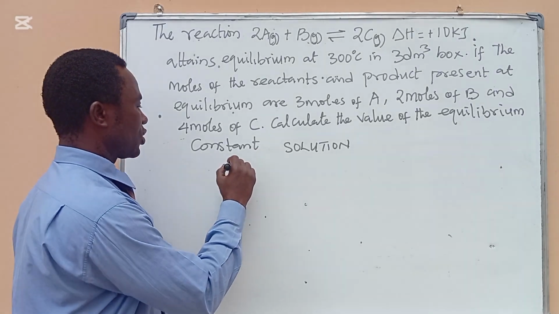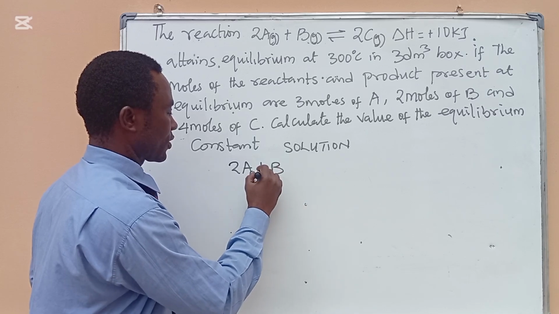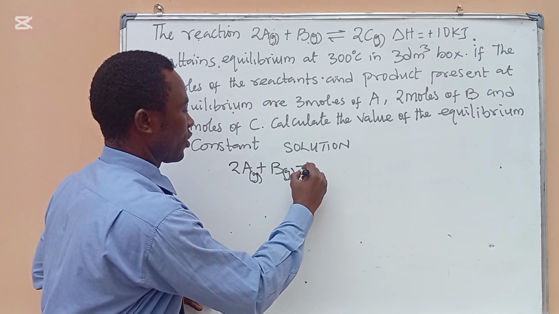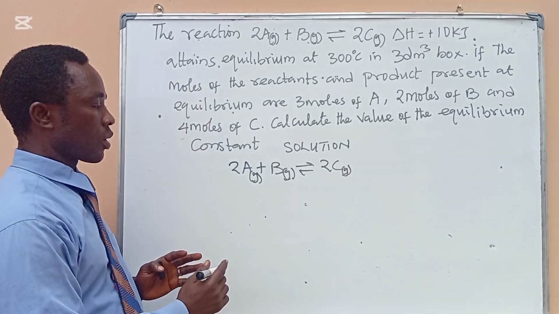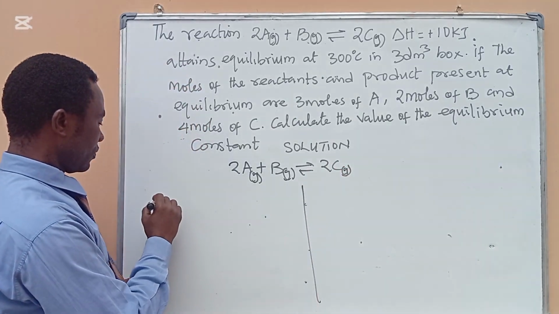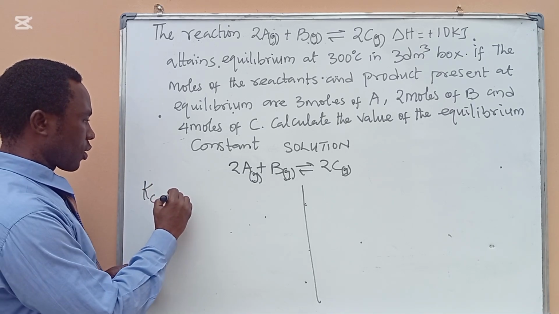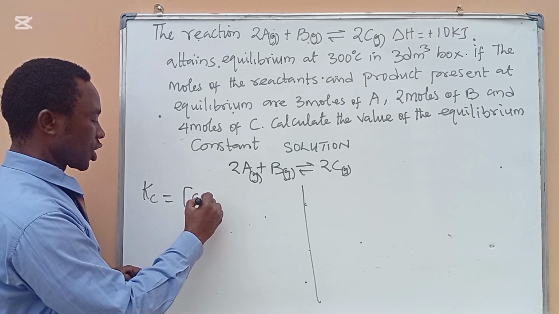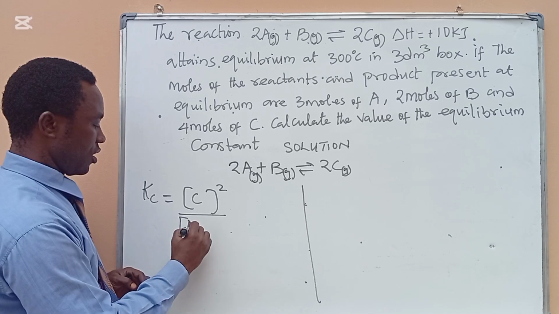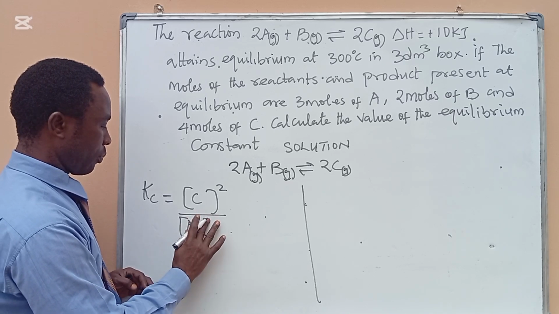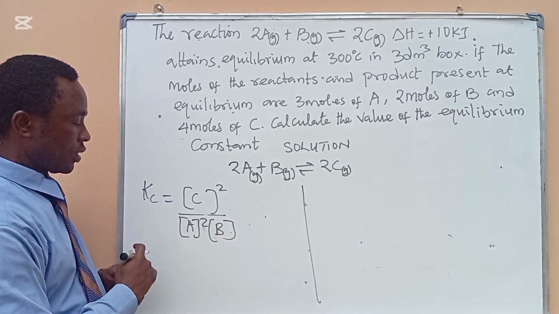Now, what we have is 2A reacting with B, all gases, to give us 2C, also gas. Now, if you look at this, we are looking for the equilibrium constant. We know that the equilibrium constant, which is Kc, the concentration equilibrium constant for this reaction, will be the concentration of C raised to power 2 divided by the concentration of A raised to power 2, multiplied by the concentration of B.